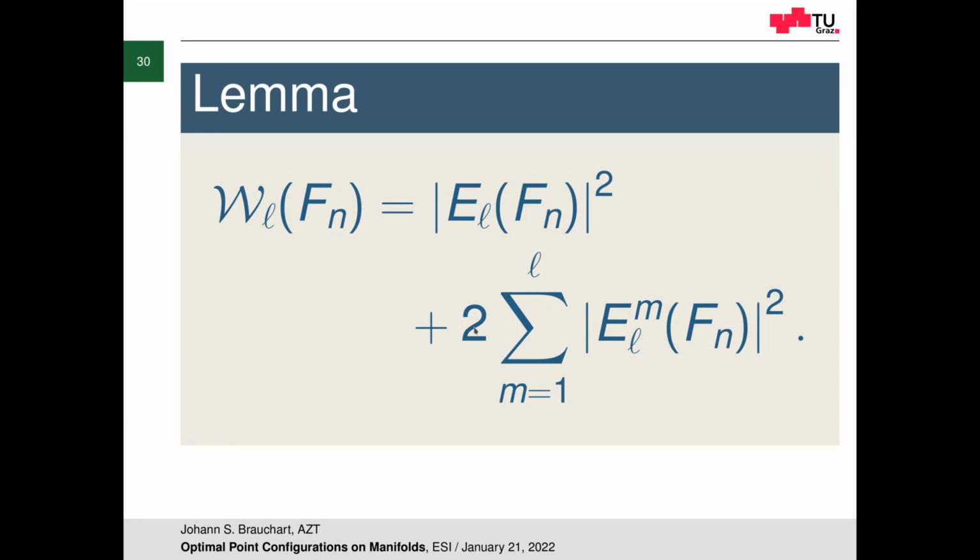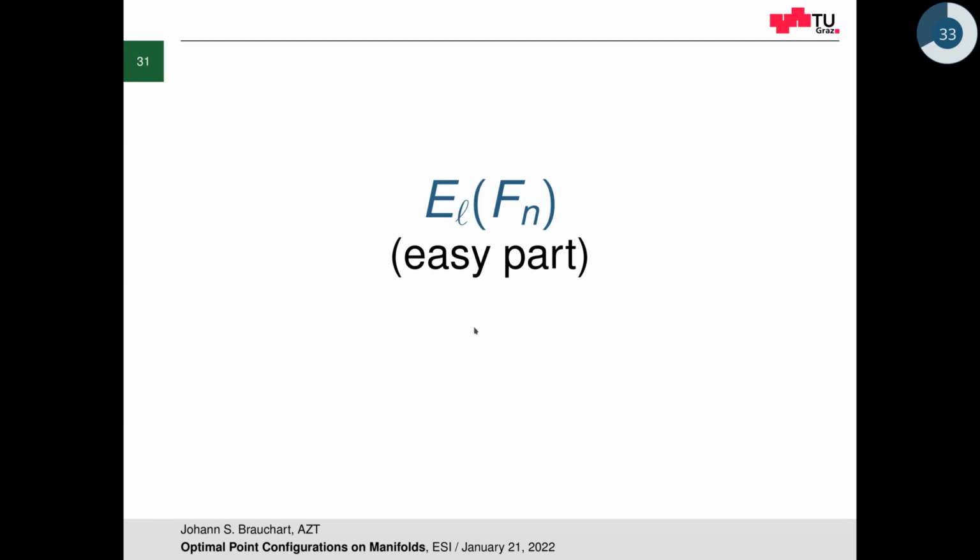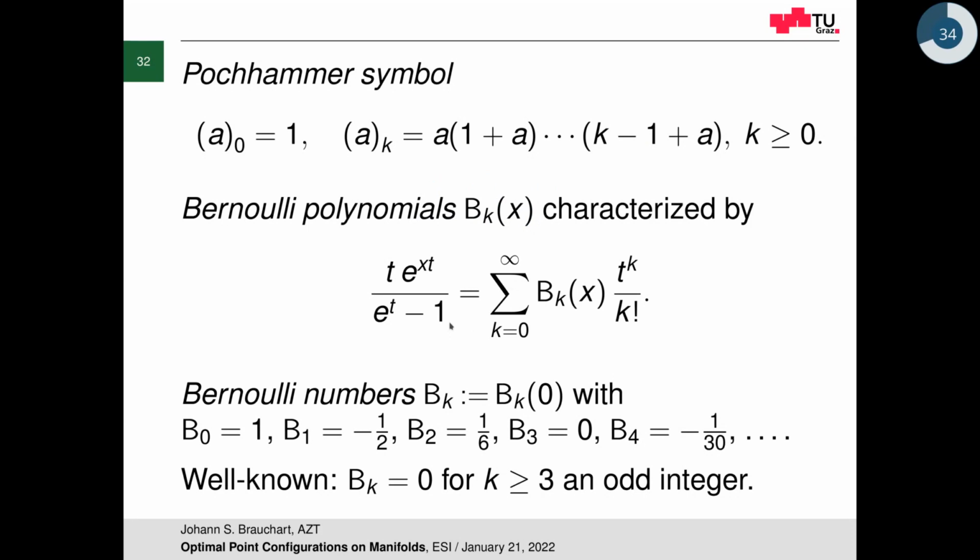Okay, so the easy part has to do with the Riemann sums of the Legendre polynomials, of course. Why is it easy? Because I can give you explicit formulas. They are not that difficult to obtain. For that, I need Pochhammer symbols and Bernoulli polynomials. I'm summarizing here some of the properties that will be used, in particular that the Bernoulli numbers are 0 if k is at least 3 and an odd integer. That means that in a sum where those numbers appear, all the odd terms disappear when the index is sufficiently large.